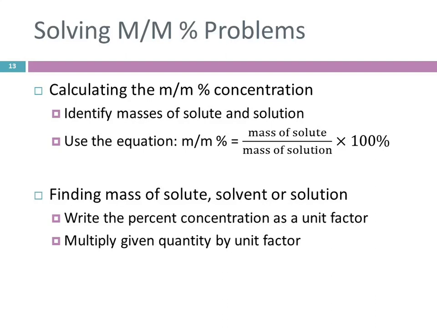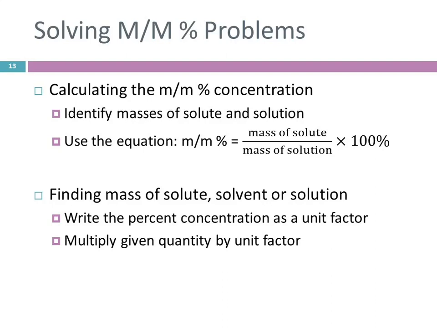So we need to be able to solve mass percent problems. One type of mass percent problem is calculating the mass percent concentration. We already did an example of that. You need to identify the masses of the solute and the solution. You may have to add two numbers to get the mass of the solution, and then you use the equation that we learned. You plug the numbers in, you calculate, you get the mass percent.